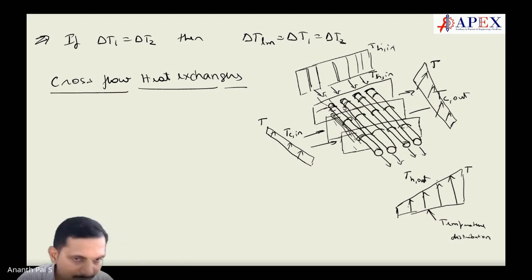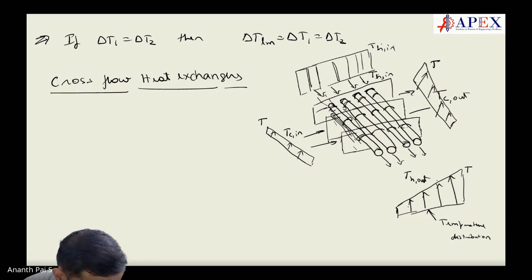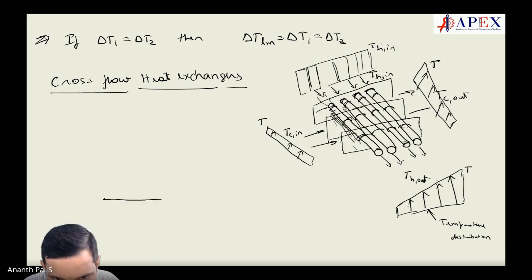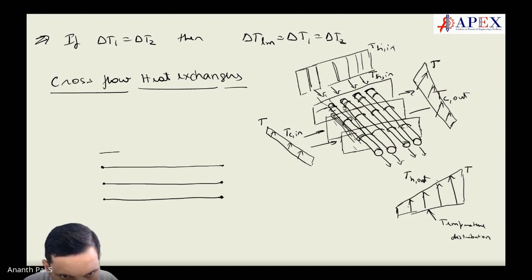So let us see here. What happens here if I say there is a hot fluid which is going in. Let us say this is T hot in. Wait, this is the cold fluid direction. This now gives a very nice 2D image. This is to be understood. I'll write it in the next slide.